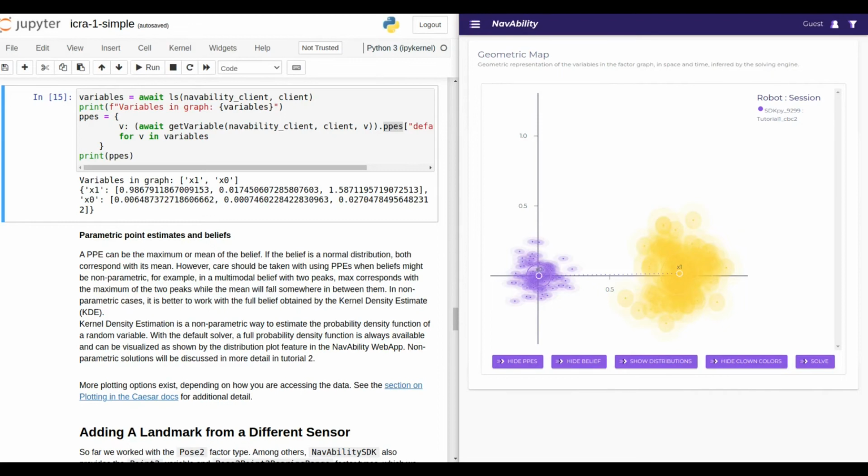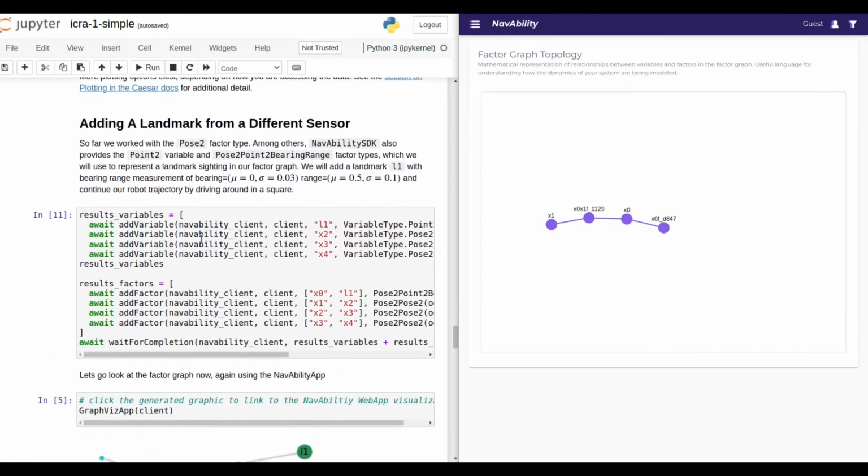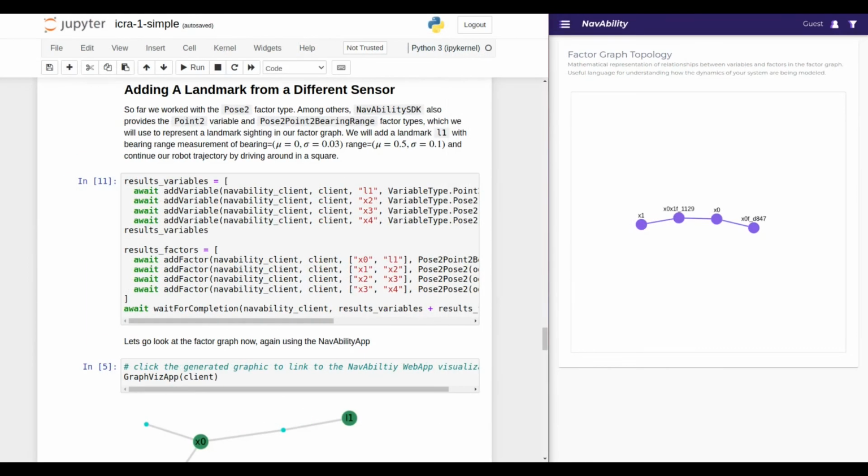In our example so far, the graph models the position and orientation of your robot at any given time. Next, we will add a new relative measurement to a landmark using a different sensor but captured in the same factor graph. So far, we worked with the Pose2Pose2 factor type. Among others, the NavAbility SDK also provides the Point2 variable type and the Pose2Point2 bearing range factor type. We will use it to represent a landmark sighting in our factor graph. We will add a landmark L1 with a bearing range measurement with a 0 radian bearing and a range of 0.5 units, and the variances as shown.